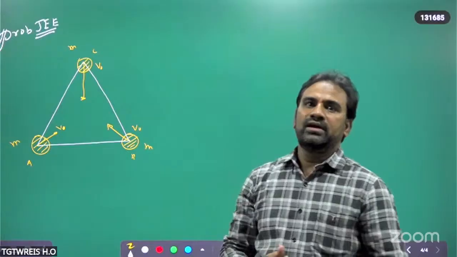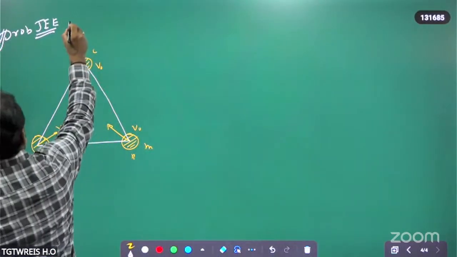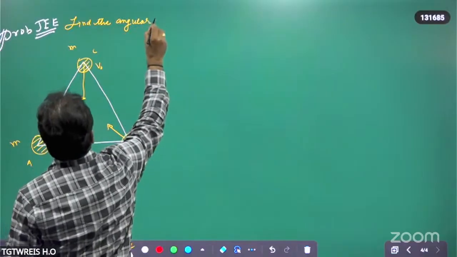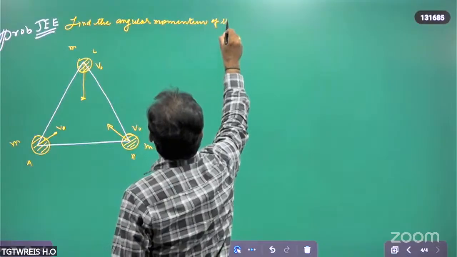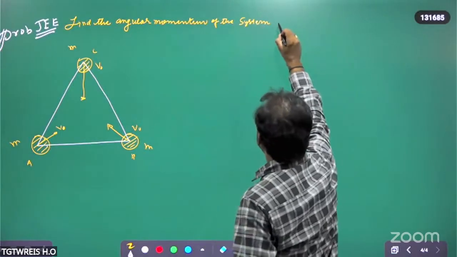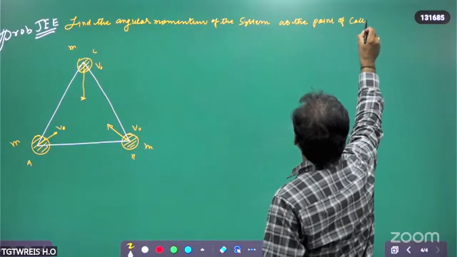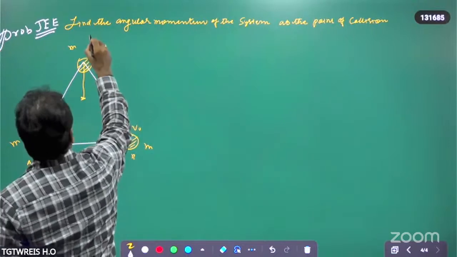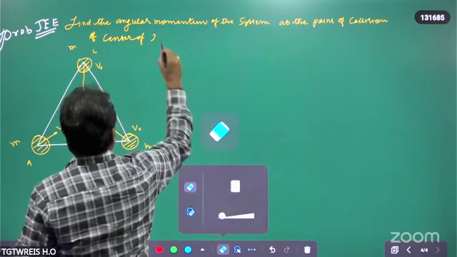Find the angular momentum at the point of collision, at the center of the equilateral triangle. Find the angular momentum of the system at the point of collision, at the center of the triangle.